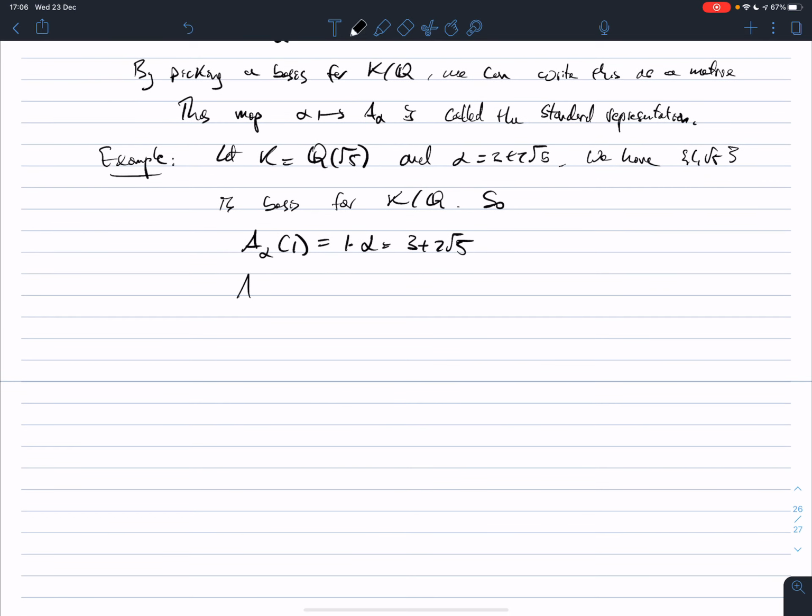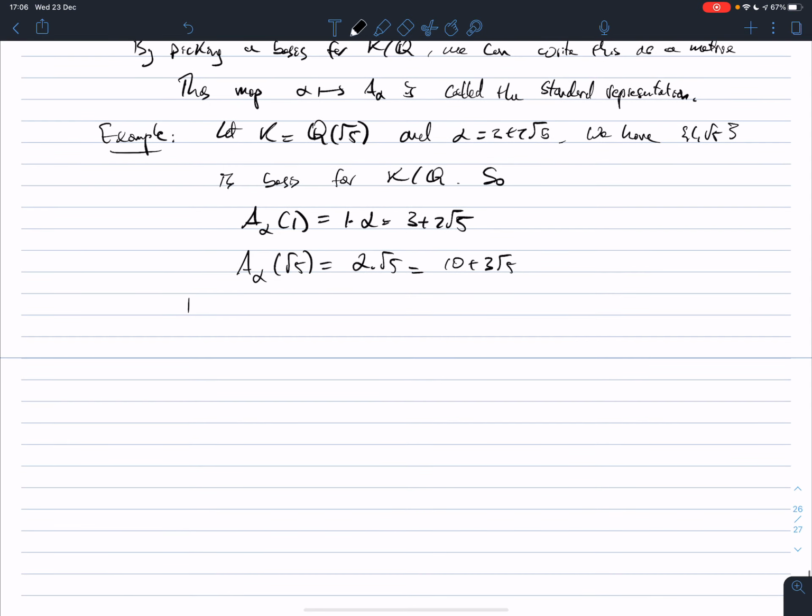And let's apply it to our other basis vector. A alpha of root 5 is alpha times root 5, which is 10 plus 3 root 5. And so in this basis, as a matrix, this just looks like the matrix 3, 10, 2, 3. I've taken my entries, my 3 and my 2, put them in this column, and put the other ones in this column.